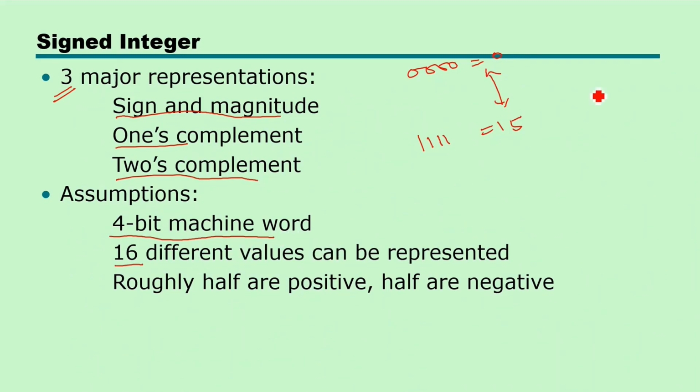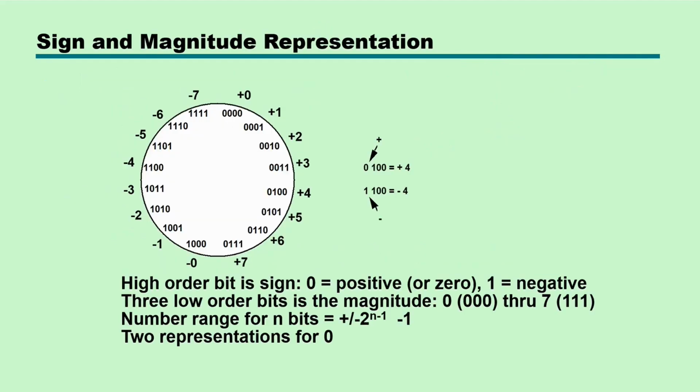In these possible numbers, some will be considered positive numbers and some will be considered negative numbers. How the positive and negative will be decided, we will show one by one. So this is the sign and magnitude representation.